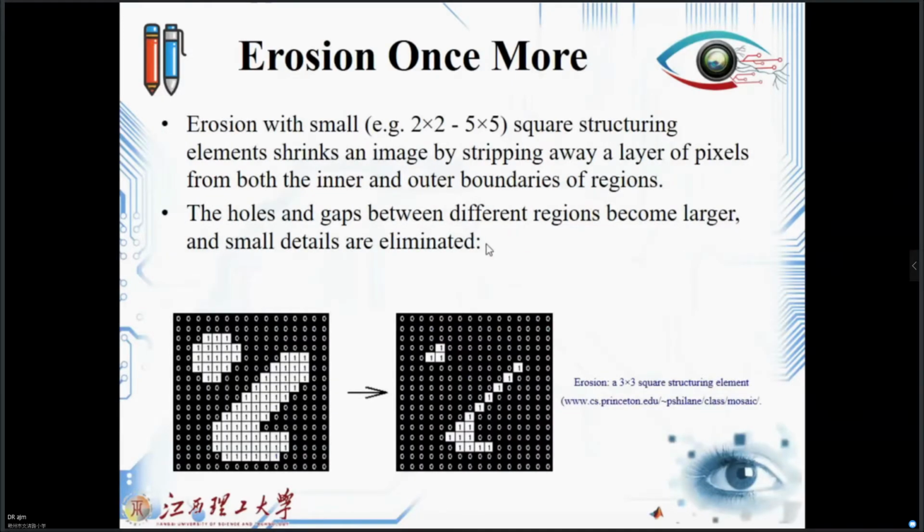Erosion with a small, say 2 by 2 or 5 by 5, square structuring element will shrink an image by stripping away a layer of pixels from both the inner and outer boundaries of the region. The holes and gaps between the different regions become larger and small details are eliminated. See the effect of the 3 by 3 square SE, which I took from this web page, when you see the erosion image here.